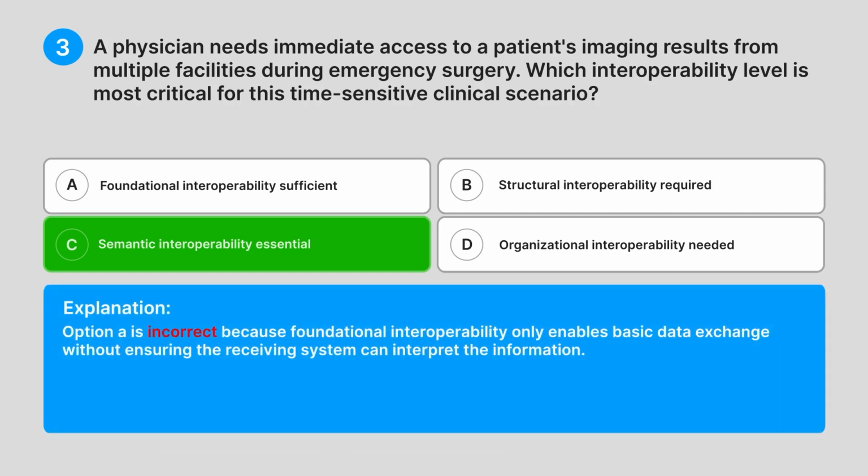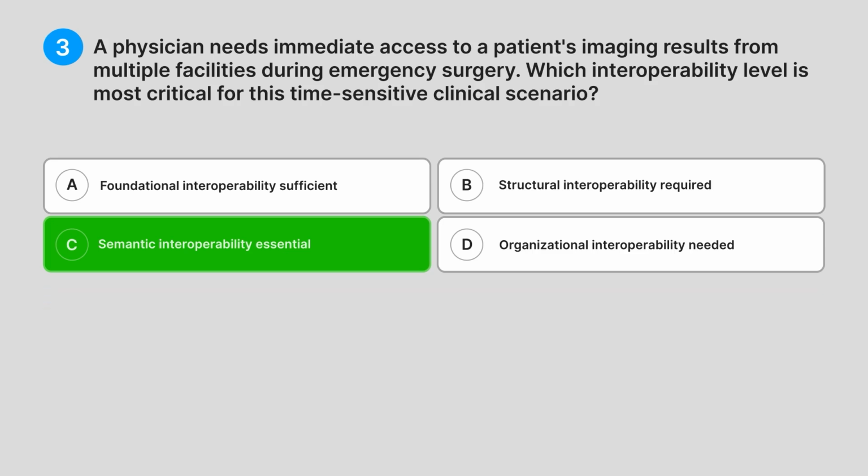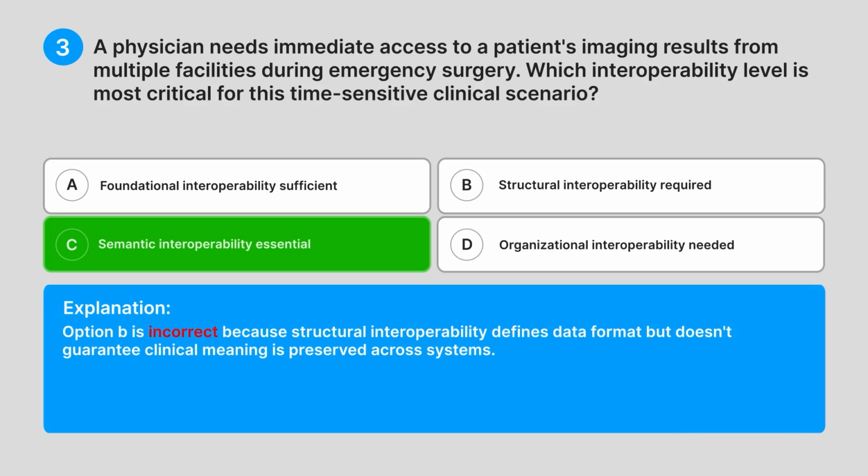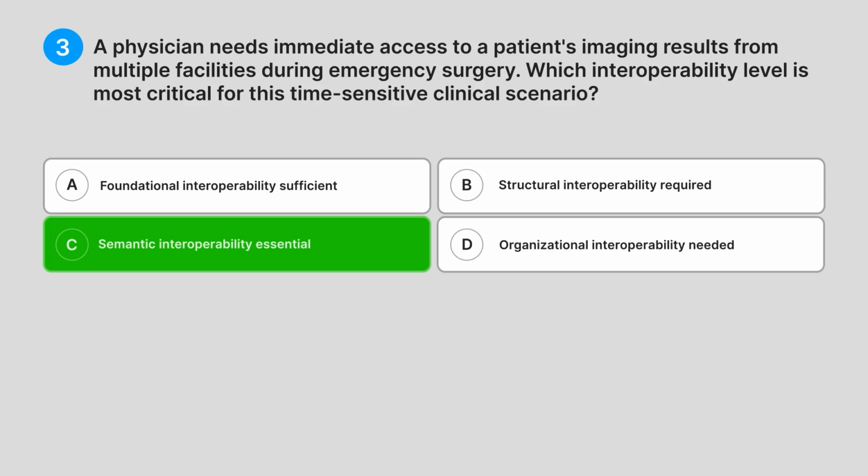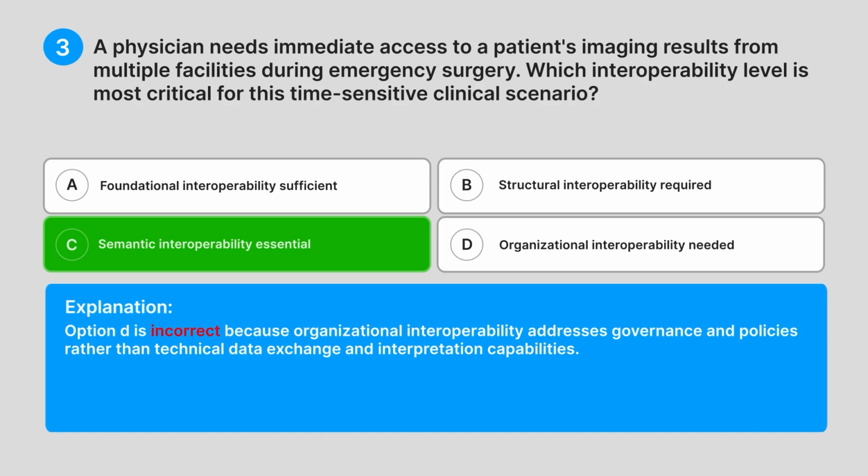Option A is incorrect because foundational interoperability only enables basic data exchange without ensuring the receiving system can interpret the information. Option B is incorrect because structural interoperability defines data format, but doesn't guarantee clinical meaning is preserved across systems. Option D is incorrect because organizational interoperability addresses governance and policies rather than technical data exchange and interpretation capabilities.